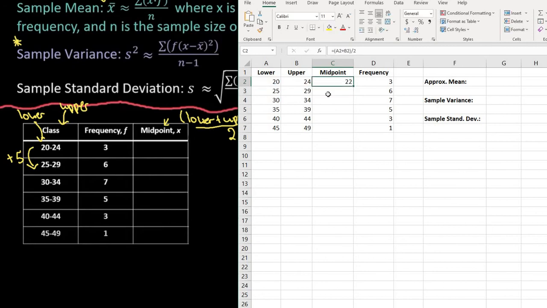So 22 is the midpoint, and then I'm just going to use the class width. Again, remember we found that the class width was 5. So I'm just going to say that I want to take this value plus 5, and it will give me the next one. I can then drag that down because I did plus 5. It will take the previous cell and add 5 to it, and then I can automatically get all of my midpoints. Okay, so it's very fast if you're using Excel to help you find the midpoints.